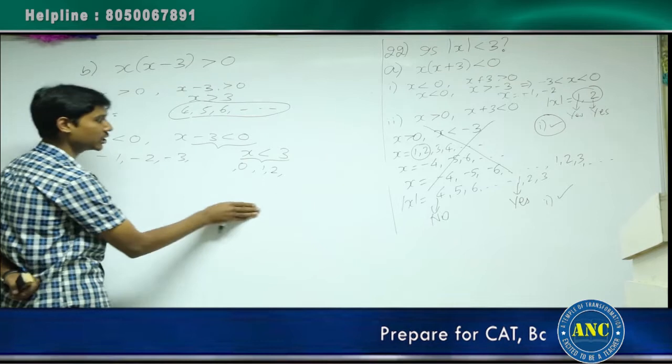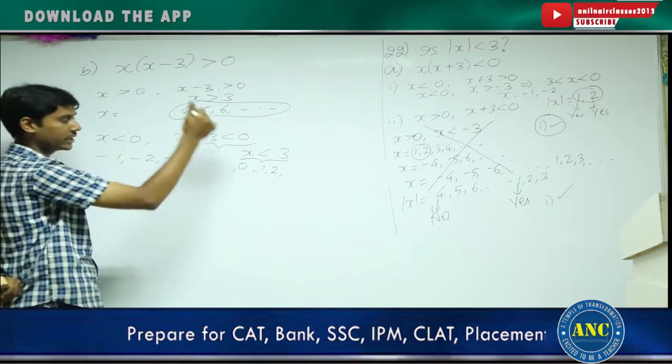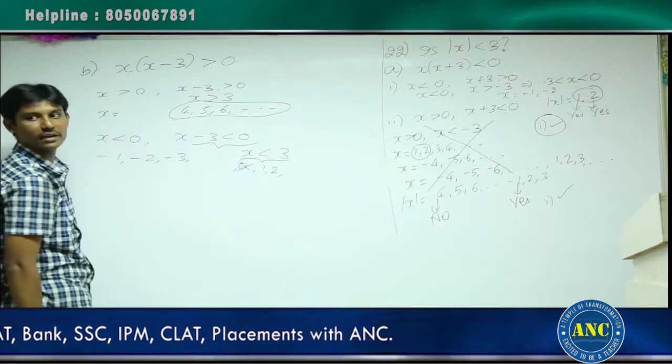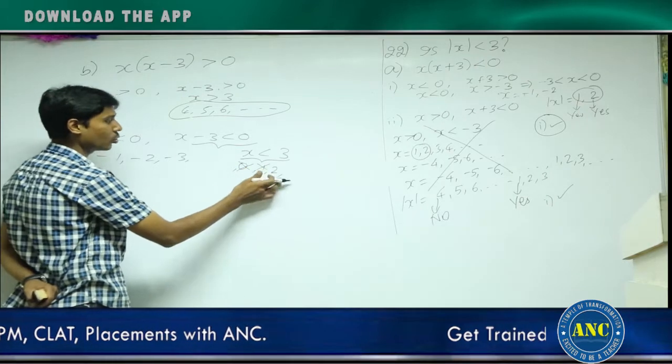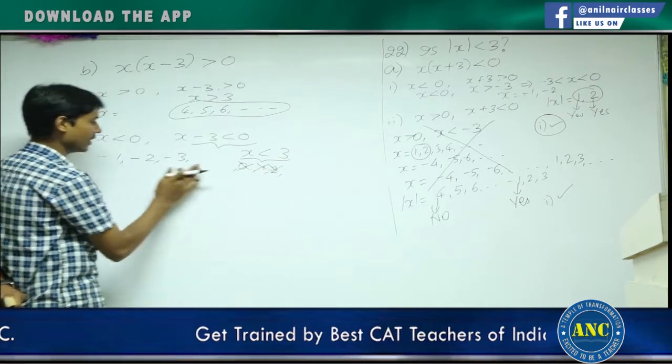Similarly, if I take these values, 0 into 0 minus 3 is zero. No, so it is ruled out. 1 into 1 minus 3 is not greater than 0, ruled out. 2 into 2 minus 3 is not greater than 0, right? Ruled out.